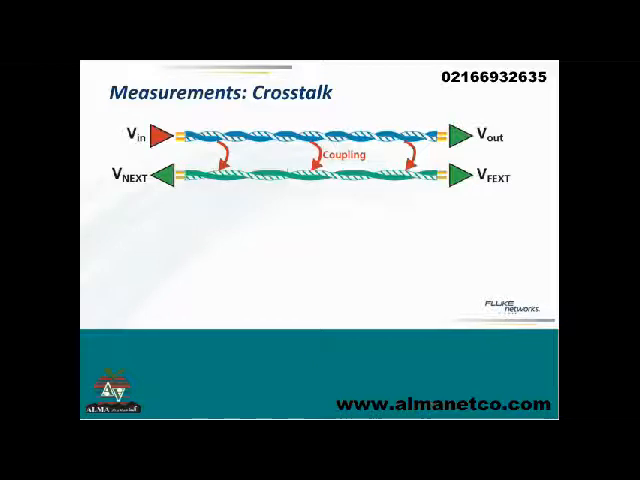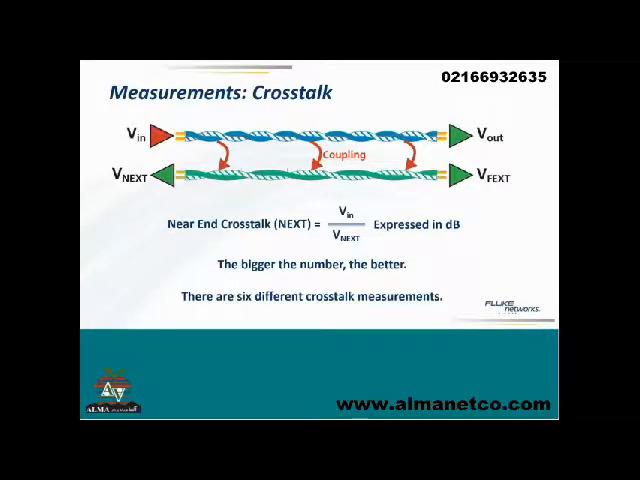We talked about crosstalk. And actually, crosstalk can be measured. It's a fairly simple measurement. You kind of see what is going on here. The near-end crosstalk is just the ratio of the signal I put in on one pair divided by the signal I get out on the other pair. And it's expressed in dB. So you'll see like 40 dB of crosstalk or 60 dB of near-end crosstalk. Actually, the bigger the number, the better.